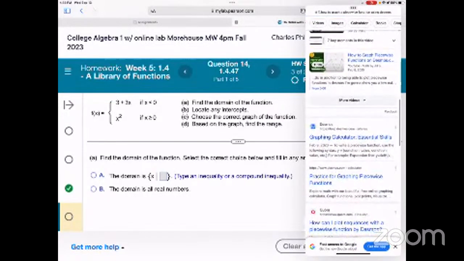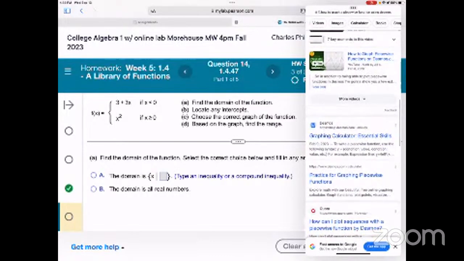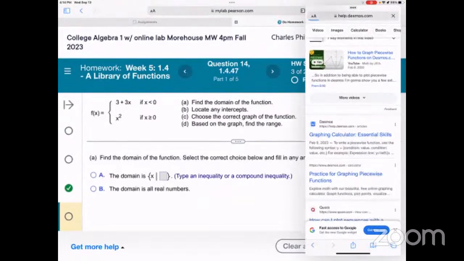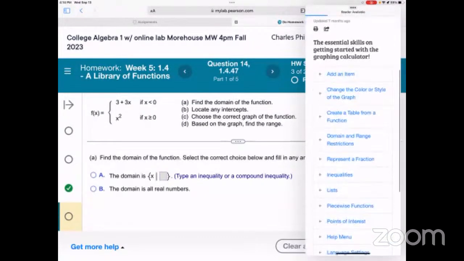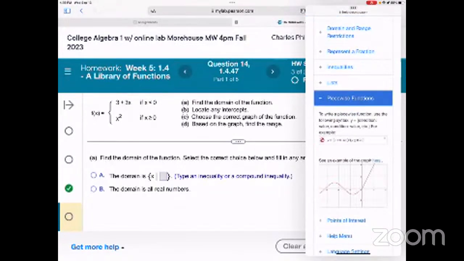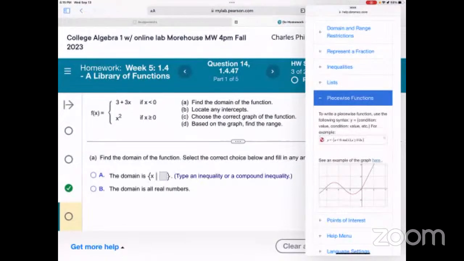Condition, y equals condition, condition colon value, condition. For example, y equals left. Let me look at this one. So curly bracket, condition value, condition value. Condition colon value, comma, condition colon value. Okay, I think I got it.